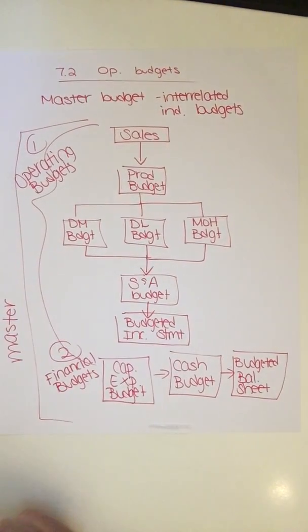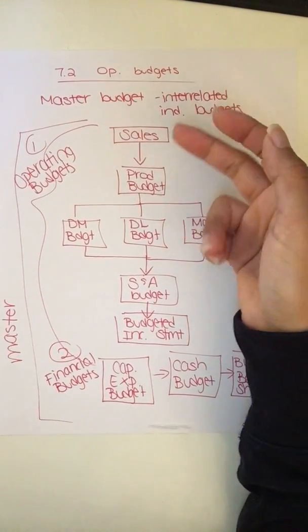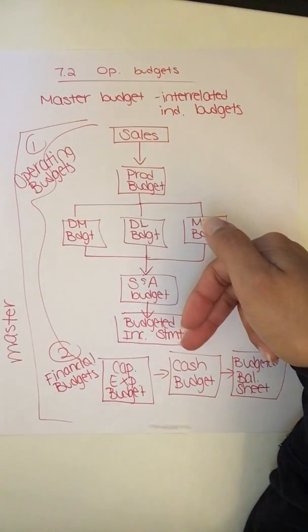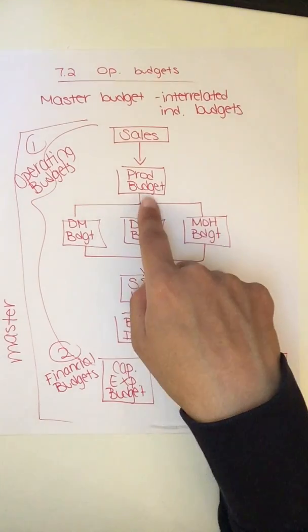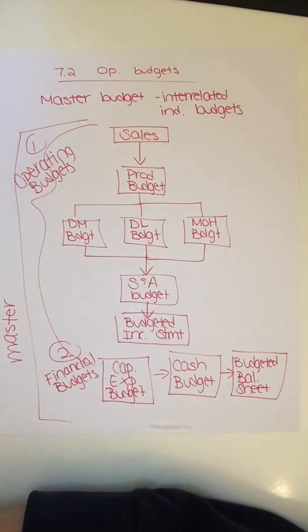Hello, welcome back. So last video we addressed the sales budget. We said it's important because it drives all the subsequent budgets. Now we're going to talk about the next budget in the process, which is the production budget.